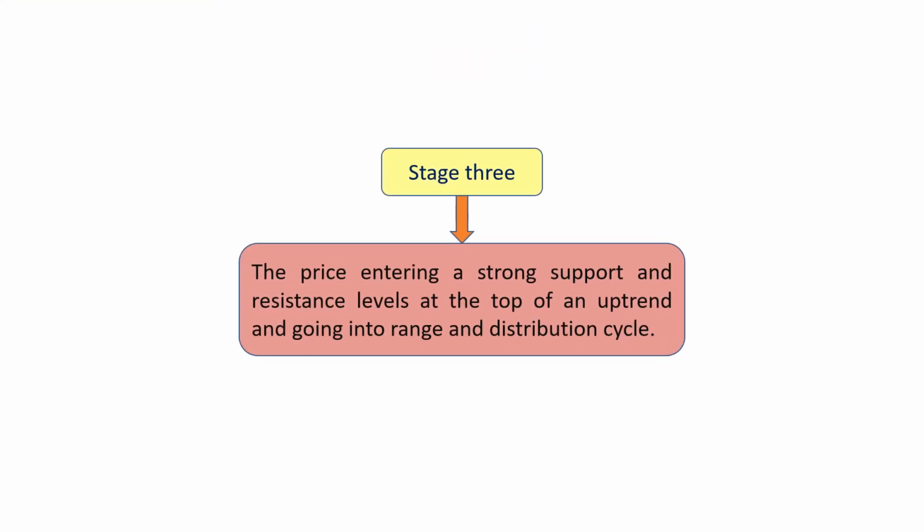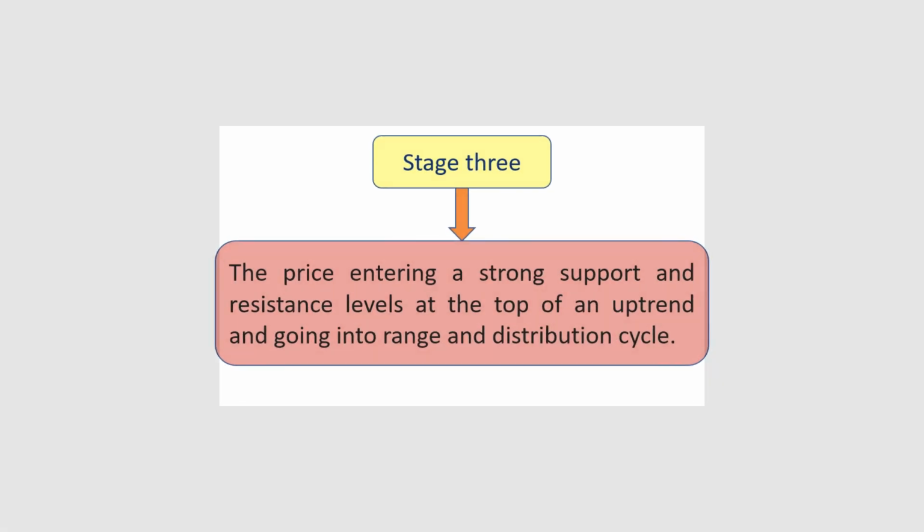Stage 3, the price entering a strong support and resistance level at the top of an uptrend and going into a range and distribution cycle. Third stage is the ranging and distribution cycle.